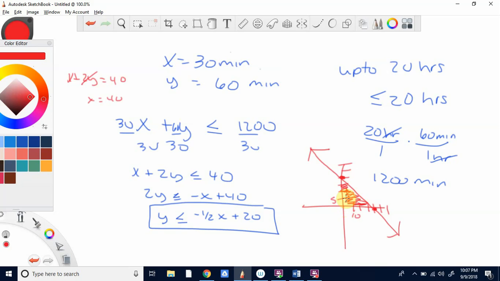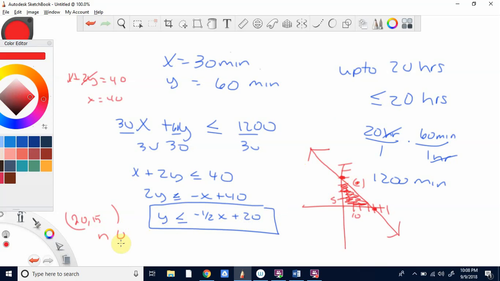So part B asks us to say, can the recreation director schedule 25 of the 30-minute classes and 15 of the 60-minute classes? So they want to do 25, 15. If I look at my graph at 25, 15, it's right here. It's outside of the region, so the answer would be no, because it's outside of the region. So the director cannot schedule 25 30-minute classes and 15 60-minute classes.